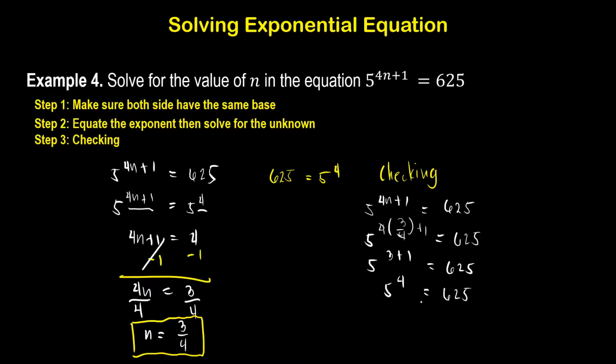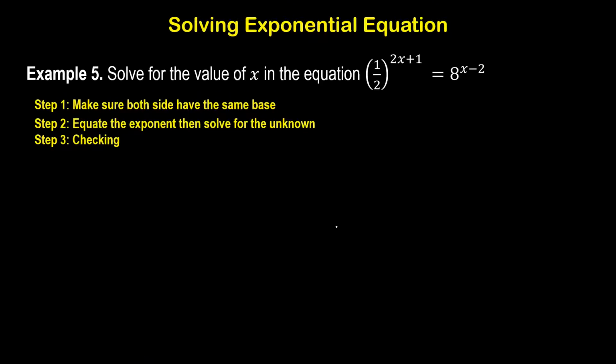To show that this is really equal, let's simplify this one. So what is the value of 5 raised to 4? This is just equal to 625, which is equal to the right side of the equation. Okay, so there you go. So that means ang value ng n natin for our fourth example is equal to 3 over 4. Okay, so we're done with example 4. Now, let's proceed to our fifth and last example.